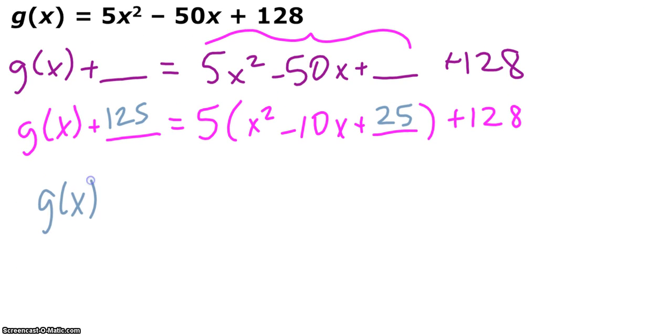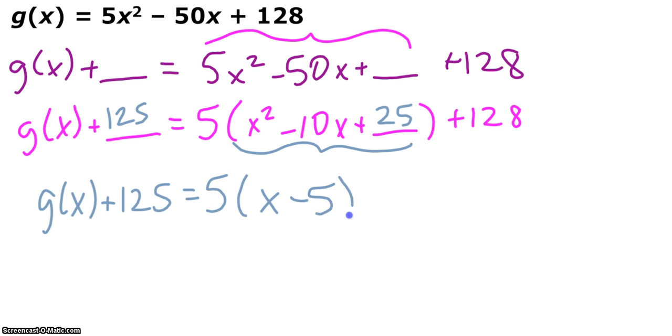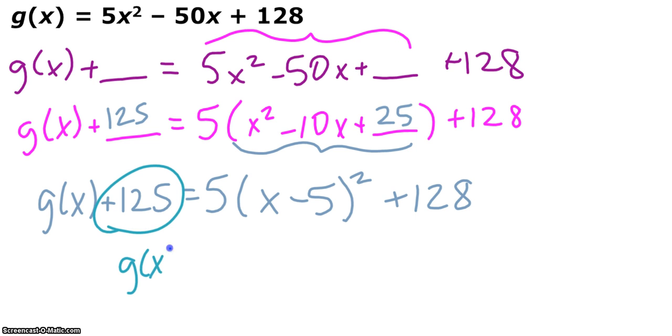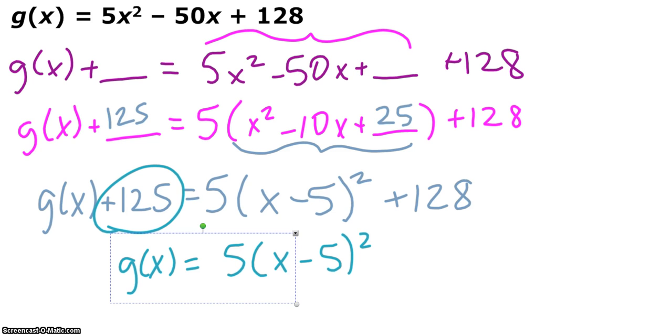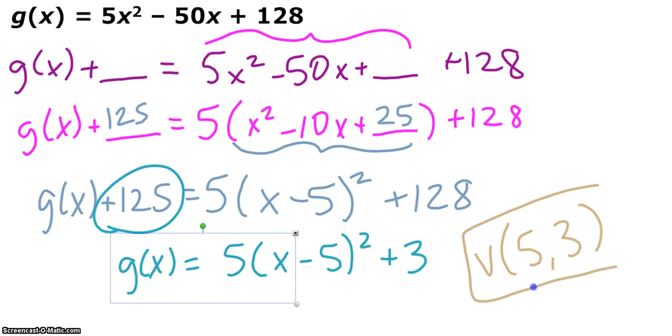So let's go ahead and factor. We're going to leave the left side alone and factor this here. So I have a 5 on the outside, x minus 5 squared plus 128. So we are almost in the appropriate form, except that we need to subtract this 125 from both sides. So the vertex form of this is 5 times x minus 5 squared, and then when I subtract 125 from 128, that's how I get the positive 3. So the vertex that we're looking at here is a positive 5, positive 3.